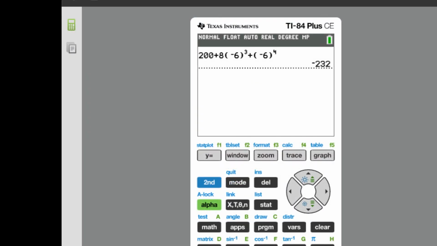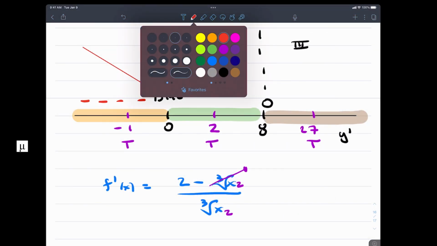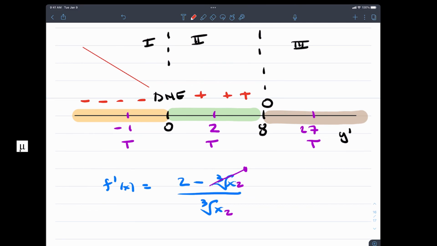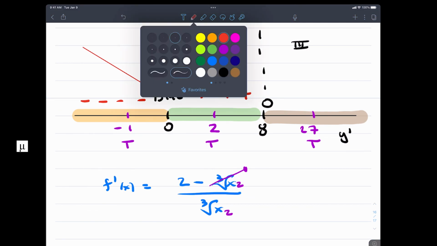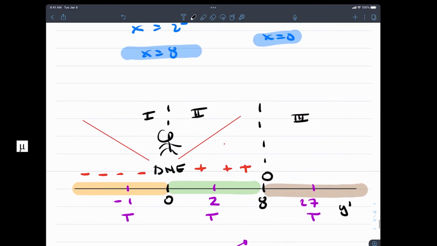I'm going to go to my calculator without thinking about it. 2 minus cube root of 2. I guess I'm going to have to put 2 raised to the 1/3 power. Okay? I don't care about the answer. What do I care about? The sign. So, ladies and gentlemen, the numerator is positive. The denominator is positive. Region 2 is positive. Oh, I'm standing where? I have a relative min. Or do I? We'll talk about that.